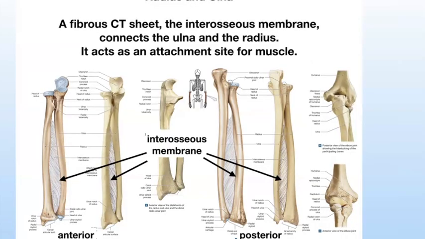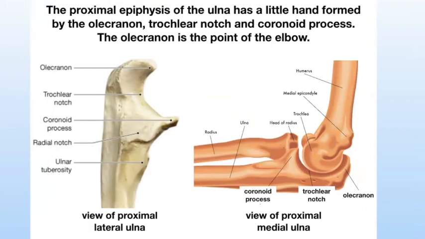There is a fibrous connective tissue sheet called the interosseous membrane that connects the ulna and the radius. Between osseous bones membrane. So between bone membrane. There's also an interosseous membrane in the leg, which you'll learn when we get to legs. And this interosseous membrane is an attachment site for muscle. So now let's move on to the ulna and learning about the ulna.